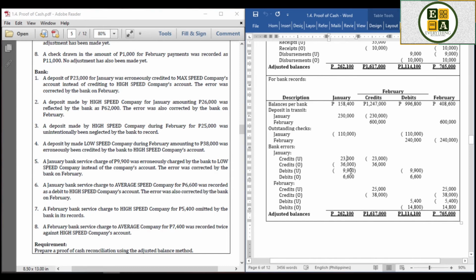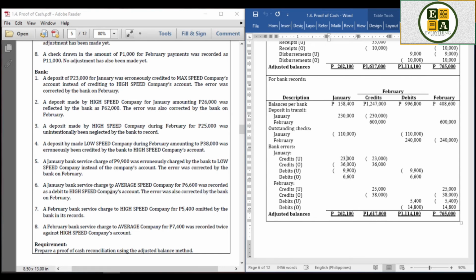Okay? So, kailangan mag-deduct tayo dito ng 9,900 sa January column. So, yung error na yan na correct daw sa ating February debits na i-add yan. Okay? Kasi, yung nangyari, instead na kay low, i-charge sa atin yan na i-charge. So, dinagdag siya dito sa debits. So, kailangan ibawas natin yung amount. Okay? So, nag-deduct tayo dito ng 9,900.